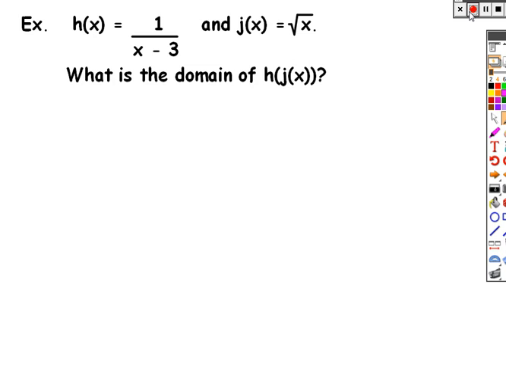So last example, why don't you give this a try? First, find function h of j of x, so come up with what that would be, and then let's see if you can find the domain of the composite function. So pause the video.